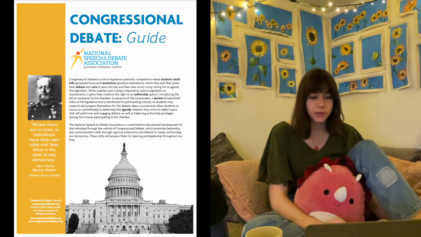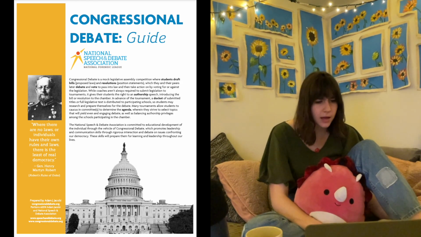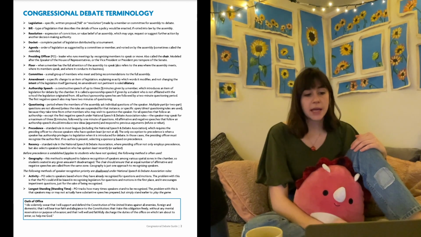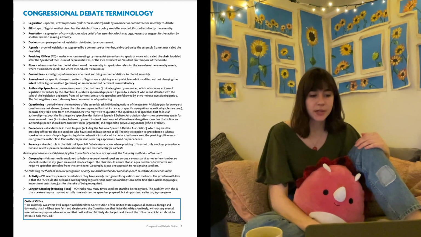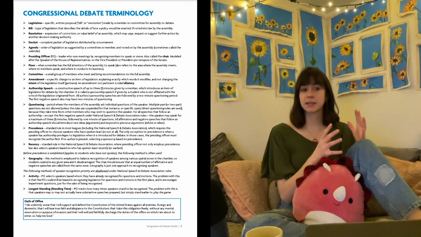Okay, so getting started on this guide. Congressional debate is a mock legislative assembly competition where students draft bills and resolutions which they and their peers later debate and vote and pass into law and take action, and so on. That's the introduction. If you feel like reading it, awesome. The second page is congressional debate terminology. If you are especially new to Congress, I recommend that you take a moment and read through this. It's the very basic glossary.